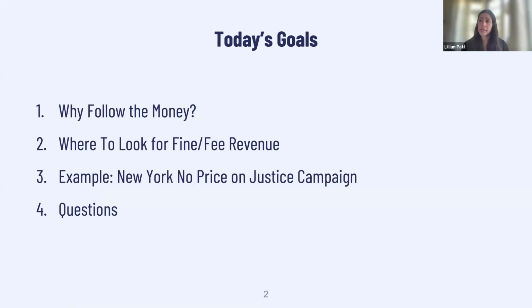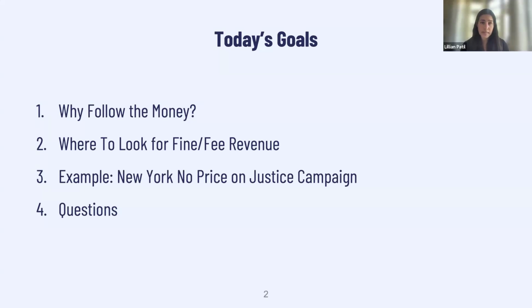So today's goals, we're going to first start off just talking about the importance of following the money when trying to enact fines and fees reforms, and why it's so difficult often to do so. And then we're really going to get into some concrete nitty-gritty of what kind of processes and steps and tasks can you do on your own to look for fine and fee revenue in your own jurisdiction and in your own budget documents. I always like to illustrate the concepts we talk about in these webinars with real-world examples.